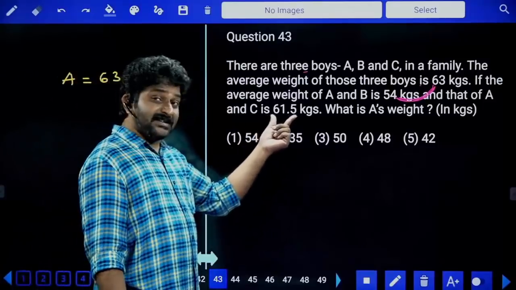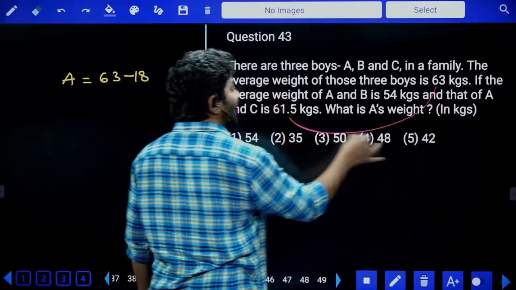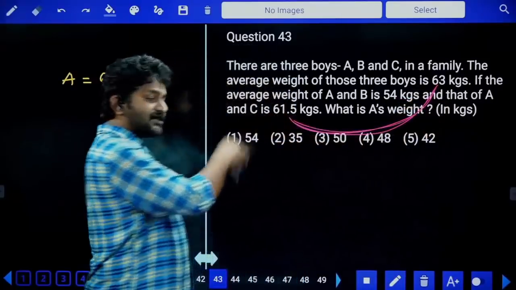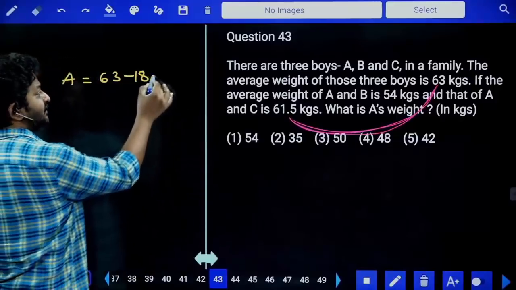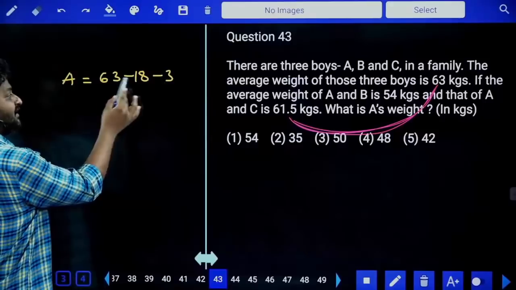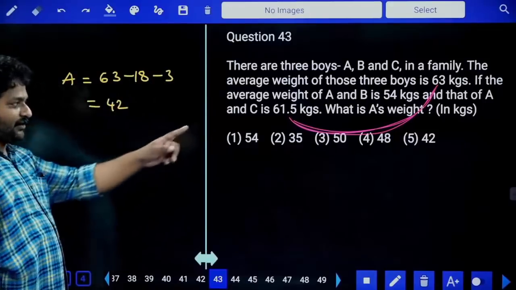As it is a direct effect, we need to subtract 18. The average of A and C is 61.5, which is 1.5 less than the actual average. Like that, here also 2 members are there. 1.5 into 2 is 3. As it is 3 less, we need to directly subtract 3. 63 minus 21 is equal to 42, the final answer. 42 is the fifth option.